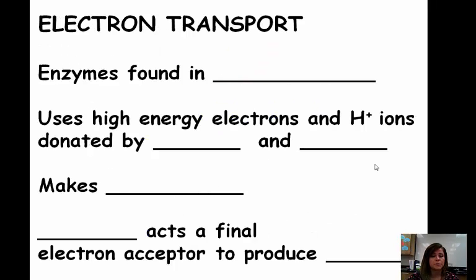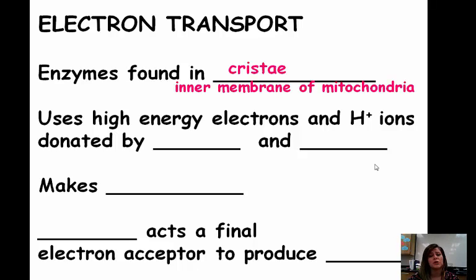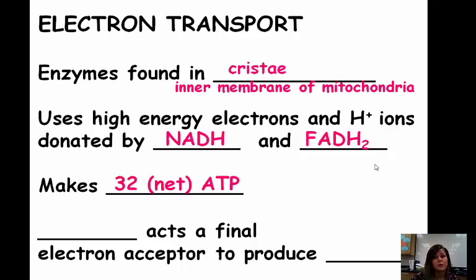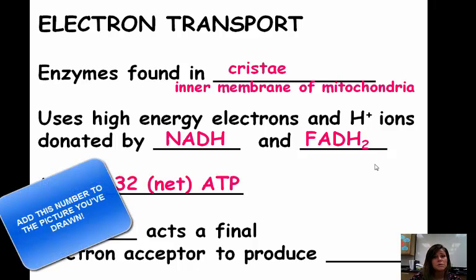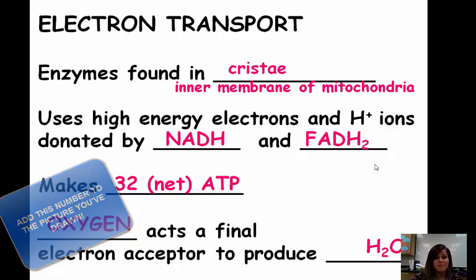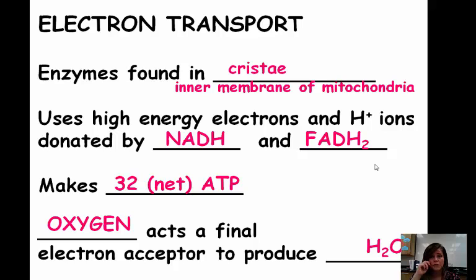So electron transport chain: enzymes found in the cristae, the inner membrane of the mitochondria. They use the high energy electrons and hydrogen ions donated by NADH and FADH2 to make 32 net ATP. So this is where we get most of our energy from. Oxygen then acts as your final electron acceptor to then produce H2O.